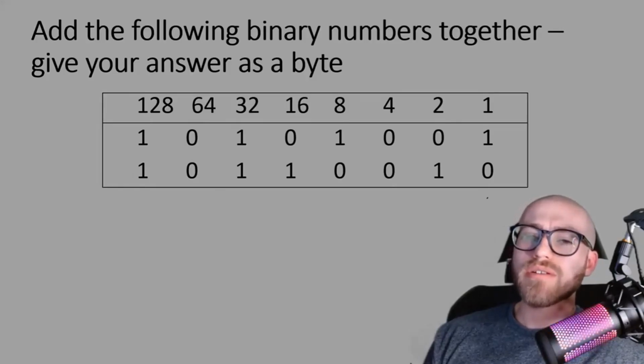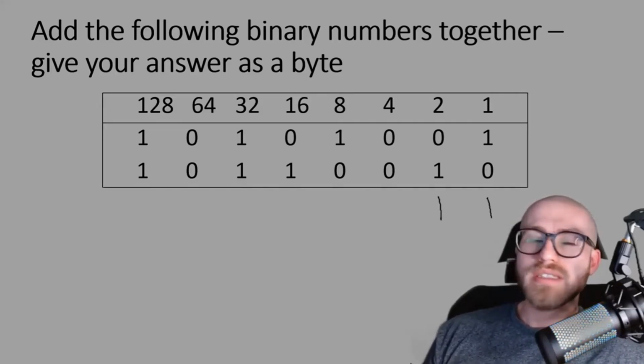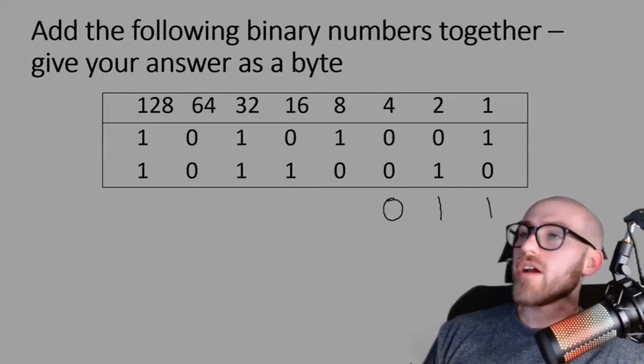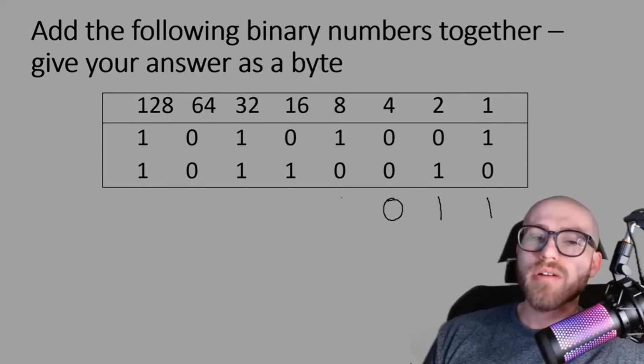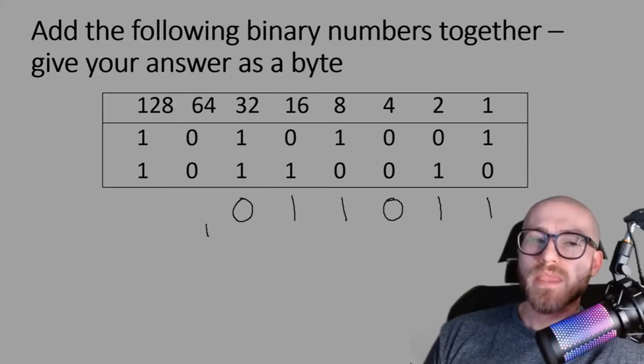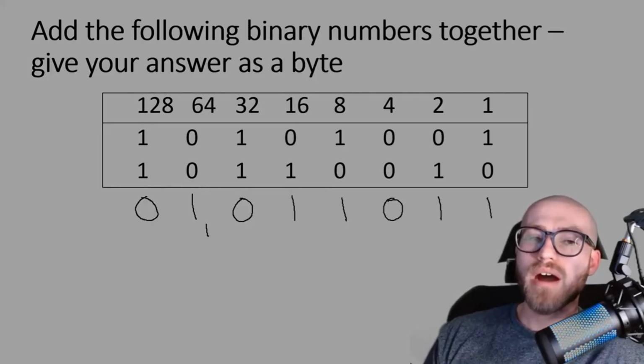So 1 add 0 is going to give us 1. 0 add 1 is going to give us 1. 0 add 0 is going to give us 0. 1 add 0 is going to give us 1. 0 add 1 is going to give us 1. 1 add 1 is going to give us 0, carry 1. 0 add 1 is going to give us 1. But 1 add 1 is going to give us a 0, but then it should be a carry 1. Now I'm just going to park this carried 1 over here for now.